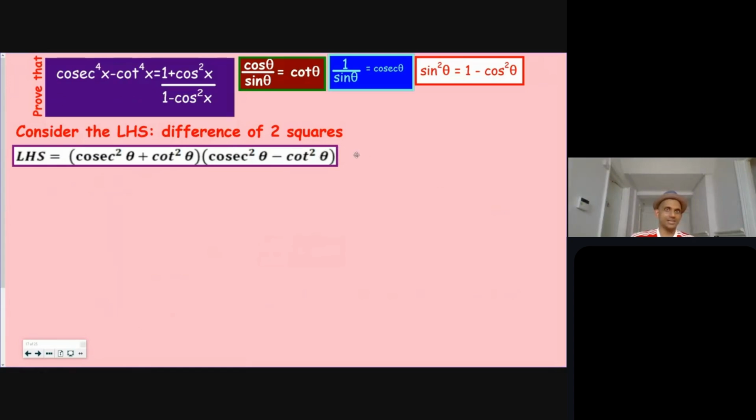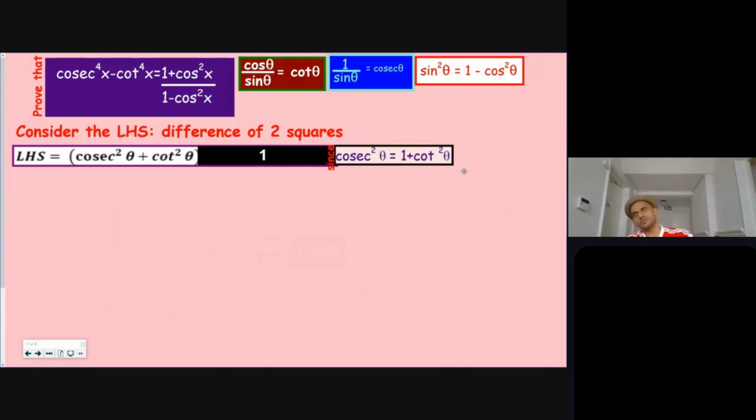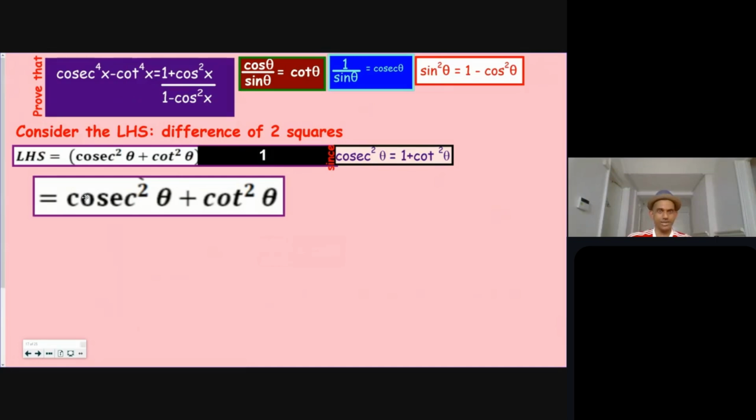we can realise that cosec squared minus cot squared is 1. Yeah, because cosec squared equals 1 plus cot squared. It will follow that cosec squared minus cot squared equals 1. So this bit dissolves. Yeah, so it cancels down to 1, hence it dissolves. So we're left with this.